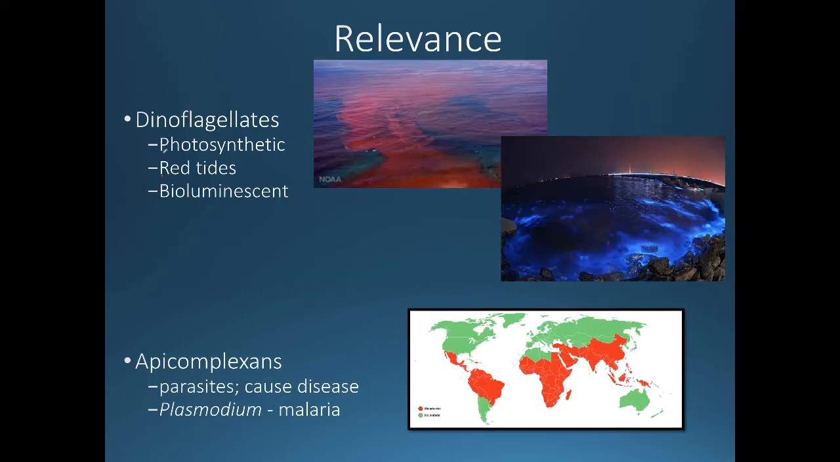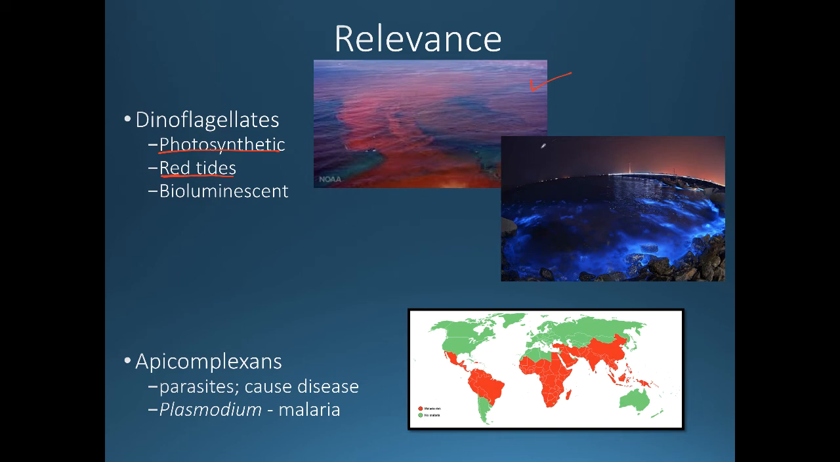Now, dinoflagellates, as we mentioned before, they are photosynthetic, and they also cause red tides, and you can see a picture here of a red tide. This occurs when these dinoflagellates accumulate in large numbers, and they discolor these coastal waters. Now, the danger to these red tides is that they can deplete the oxygen in these areas, and that can lead to various dead zones in these areas where no life can exist. And they can also release toxins that are linked to diseases in humans and other organisms.